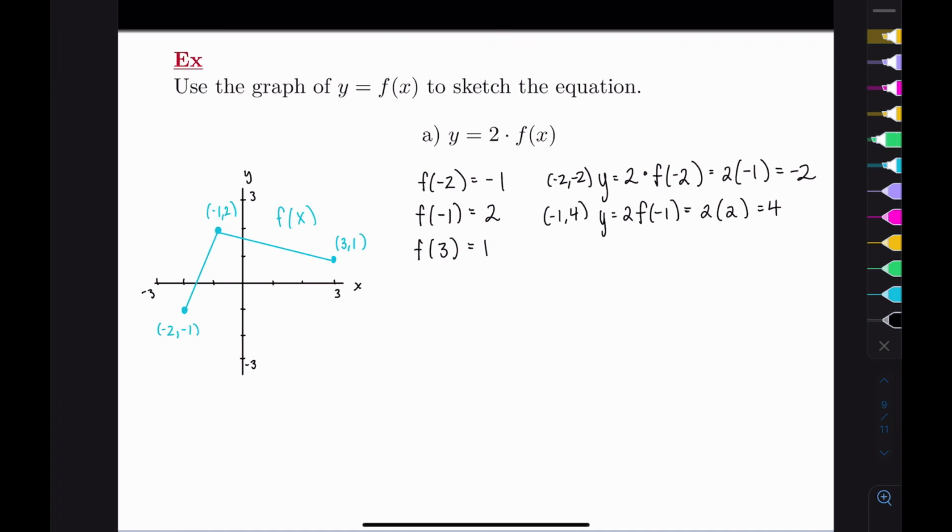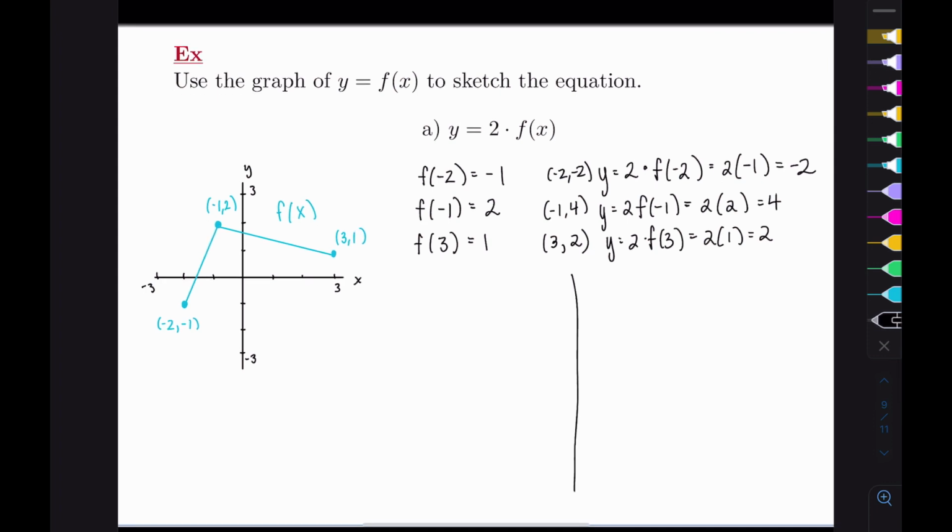So this y value got doubled. When we plug 3 in, it'd be 2 times f of 3, which is 2 times 1, or 2. So my new y value is 2. So again, this y value got doubled. Okay. So if we go to graph this, my y values are going to be a lot bigger. So let's go up 1, 2, 3, 4.